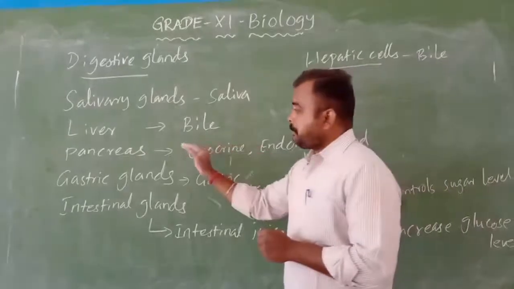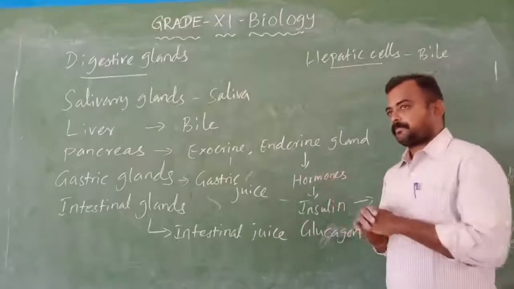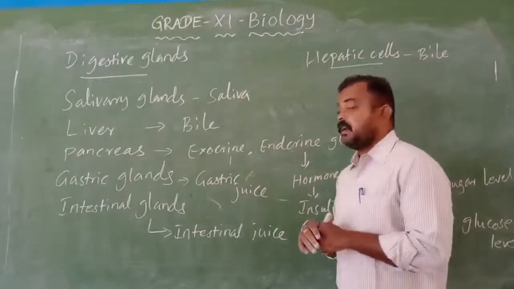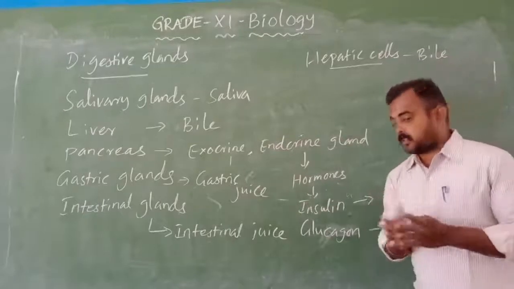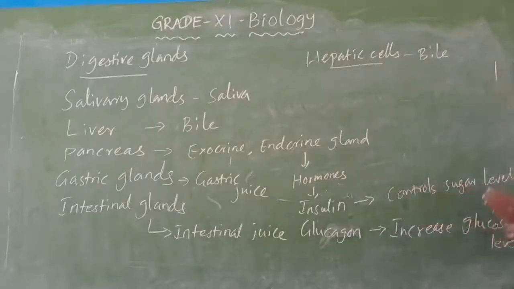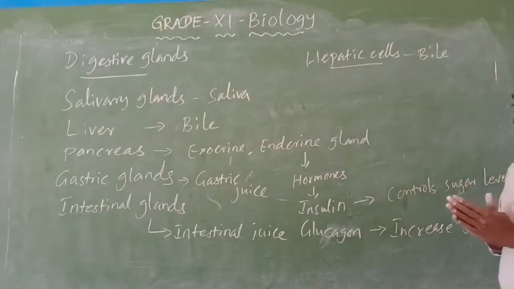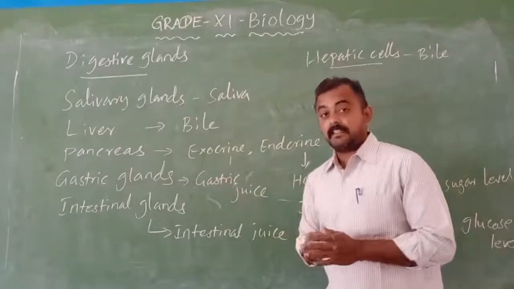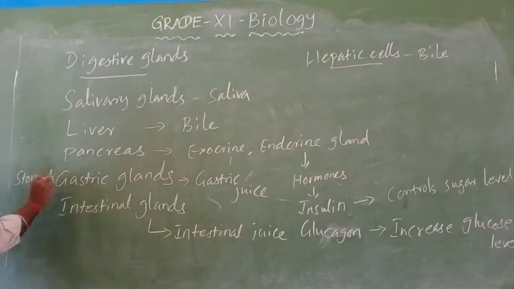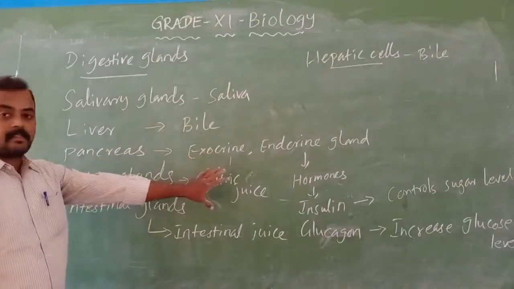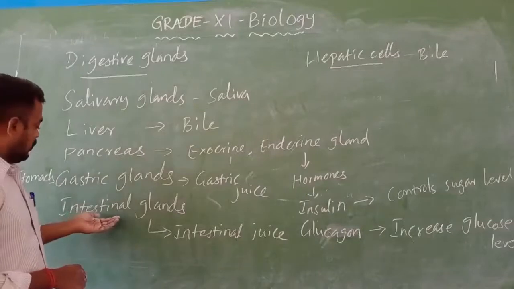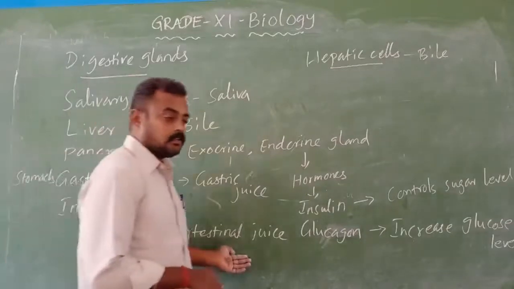Then the pancreas acts as an exocrine and endocrine gland. Endocrine secretes hormones. Exocrine secretes enzymes, which are used in digestion. The hormones are insulin and glucagon. Insulin's function is to control the sugar level. Glucagon's function is to increase the glucose level in the blood. Then gastric glands, which are present in the stomach, so don't forget it, secrete gastric juice. The next one, intestinal glands, secrete intestinal juice.